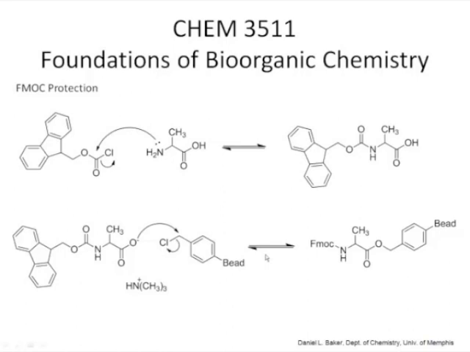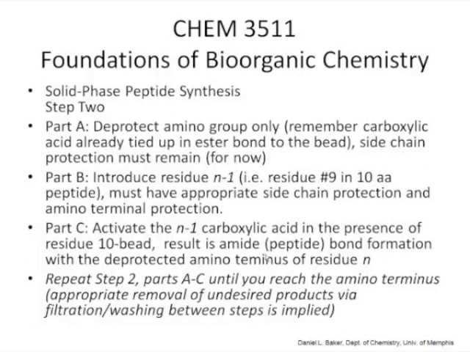So again, like we talked about in the DNA solid phase, the next step is going to be to deprotect that reactive group that we want to act as a nucleophile. So here we're going to deprotect the amino group. Okay, remember, the carboxylic acid's tied up in the ester bond of the bead, and we're going to use chemistry that just deprotects the amino group and doesn't touch that ester linkage. Okay, and we're going to bring in our N-1 residue, which is one residue closer to the amino terminus.